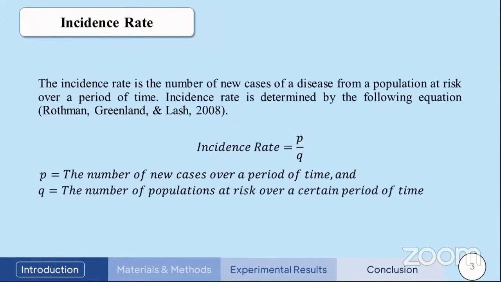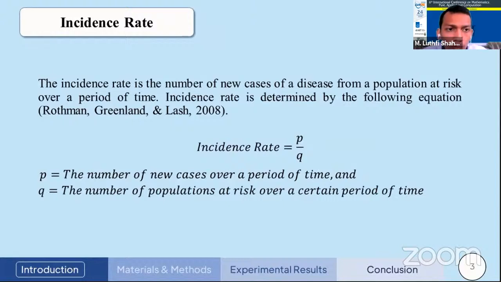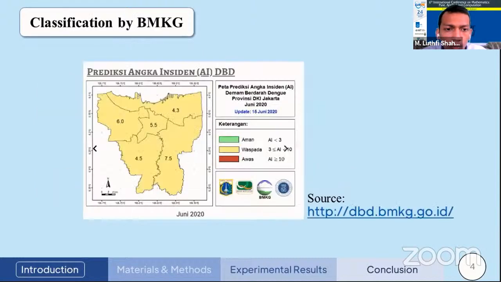One method to measure dengue hemorrhagic fever cases in the population is the incidence rate. Incidence rate is the number of new cases of disease from a population at risk over a period of time. The equation for incidence rate can be seen on the display screen. In DKI Jakarta, BMKG uses the monthly incidence rate to form the basis for categorizing the level of alertness for dengue hemorrhagic fever cases for each district, which is categorized into three categories: safe, moderately safe, and unsafe.